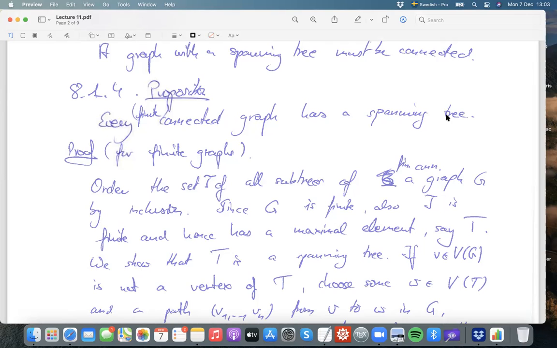A maximal element meaning that it's maximal by inclusion. So we cannot add any edge to it so that it still would be a tree. And the statement is that such an element must necessarily be a spanning tree. It has to contain all vertices. Once again, a tree such that whatever edge we add to it, it will not be a tree anymore, has to be a spanning tree.